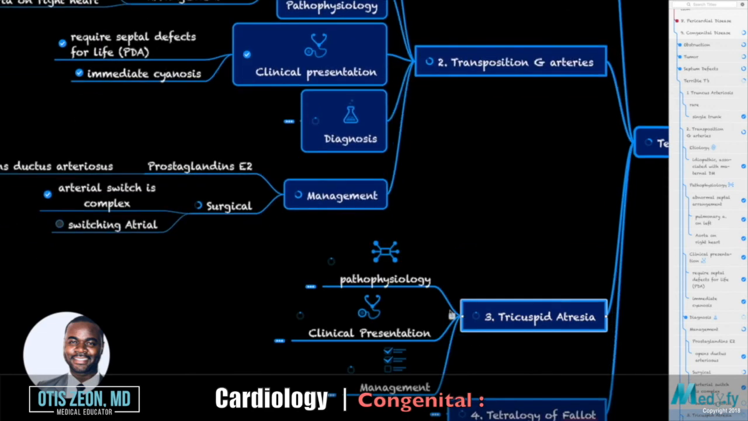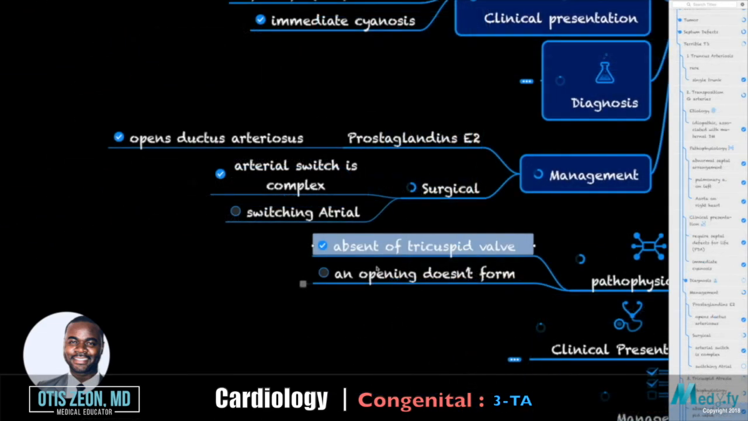Next of the terrible T's is tricuspid atresia. So 3 for tricuspid atresia. The pathophysiology here is such that the person has an absence of the tricuspid valve, which means that they have an absence of the opening into the right ventricle. So nothing is getting into the right ventricle, so therefore nothing is going into the lungs. That's the pathophysiology here for the tricuspid atresia.